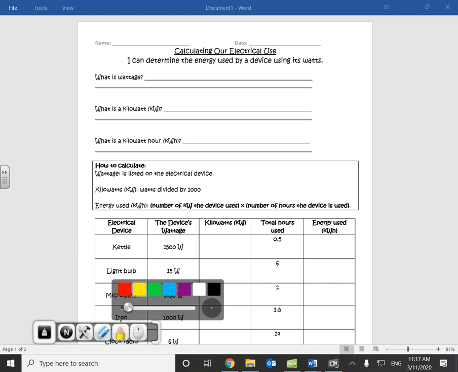All right, everyone, welcome back to another science lesson with Miss Rachel. Okay, today we are going to be covering how to calculate our electrical use.